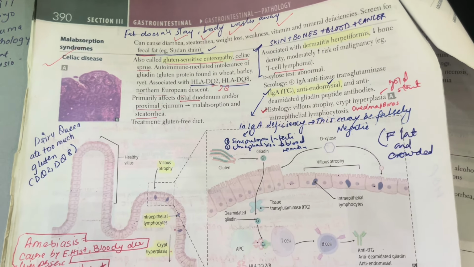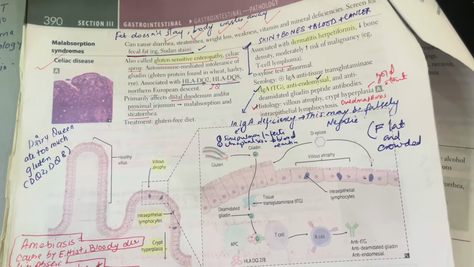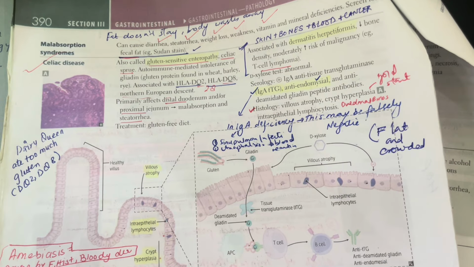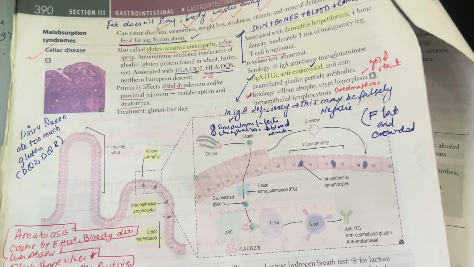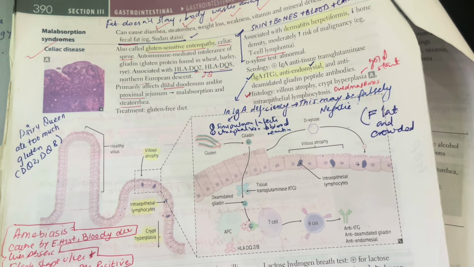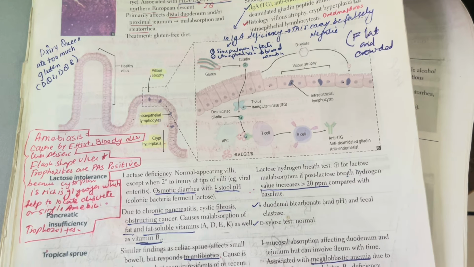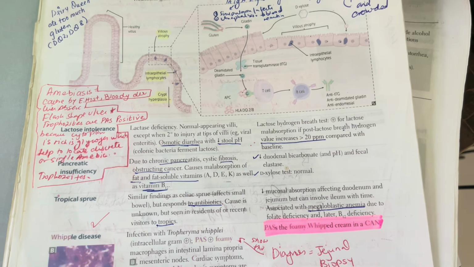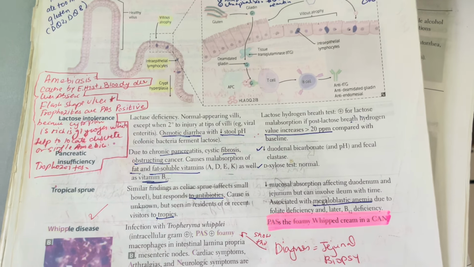We were talking about the gastrointestinal pathologies, so let's begin. Today we are going to talk about the malabsorption syndromes. There are actually 5 malabsorption syndromes we are going to talk about: celiac disease, lactose intolerance, pancreatic insufficiency, tropical sprue, and Whipple disease.